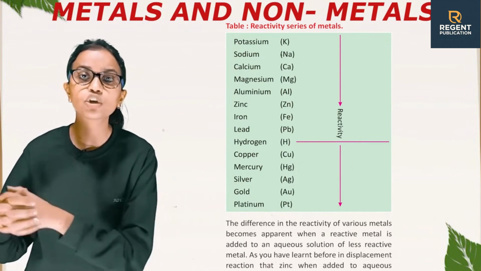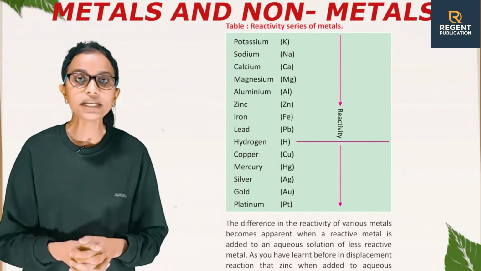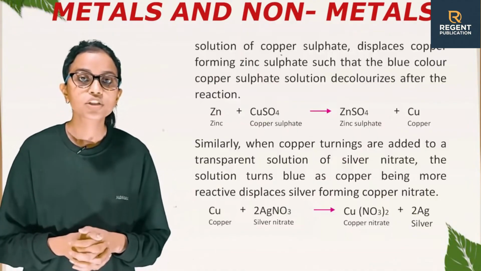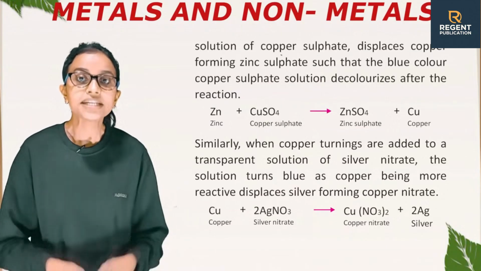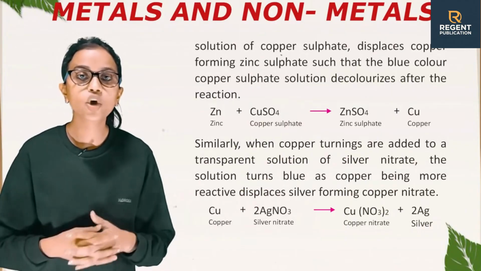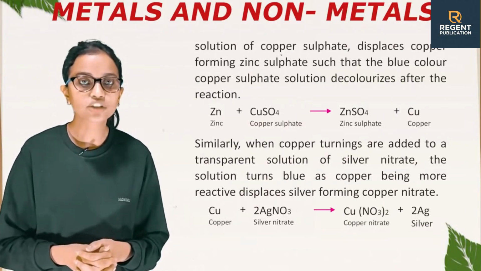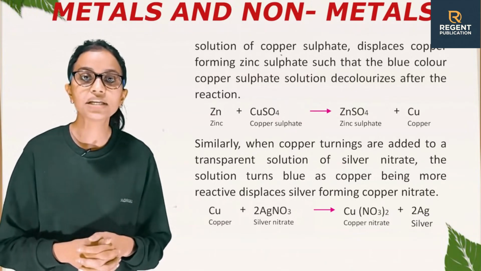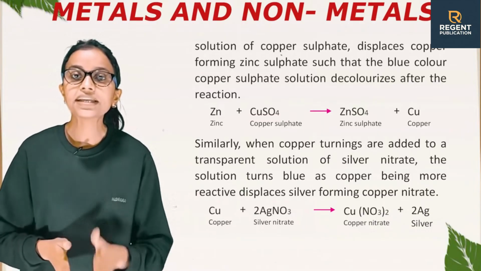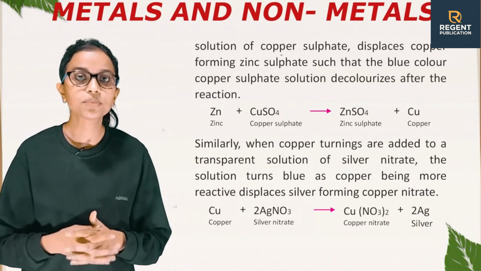The difference in the reactivity of various metals becomes apparent when a reactive metal is added to an aqueous solution of less reactive metals. As you learnt before in displacement reaction, zinc when added to aqueous solution of copper sulfate displaces copper forming zinc sulfate, such that the blue color copper sulfate solution decolorizes after the reaction. Zn, zinc, plus CuSO4, copper sulfate, gives ZnSO4, zinc sulfate, plus Cu, copper.